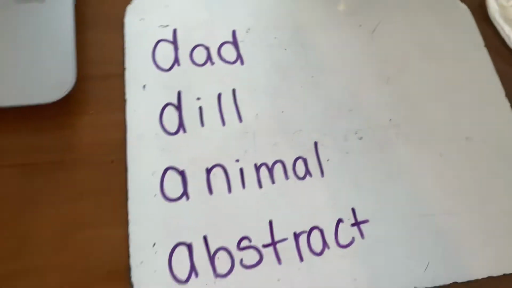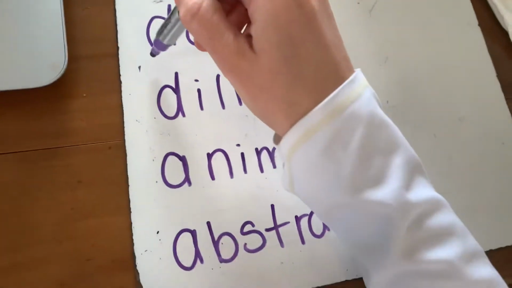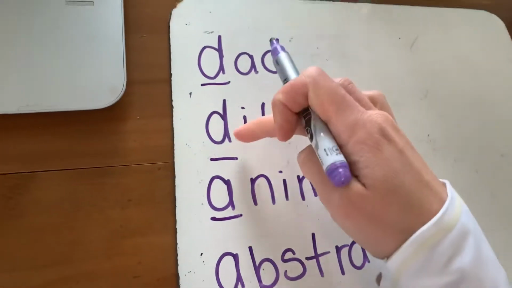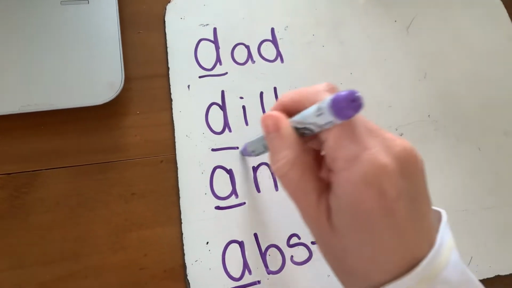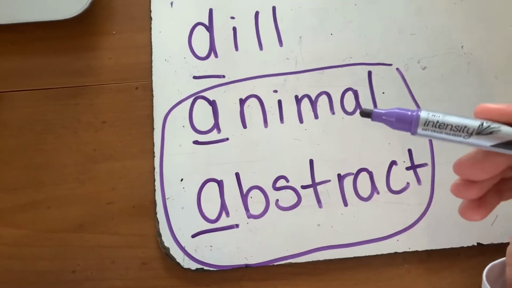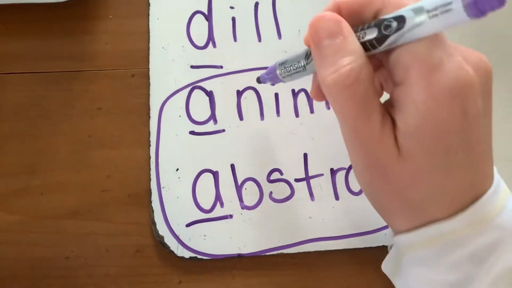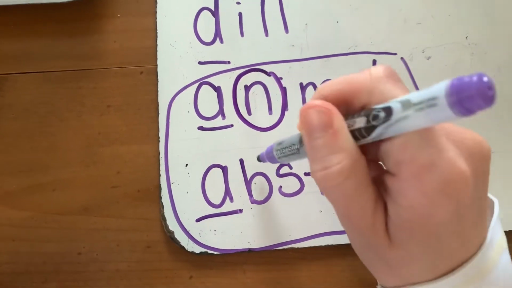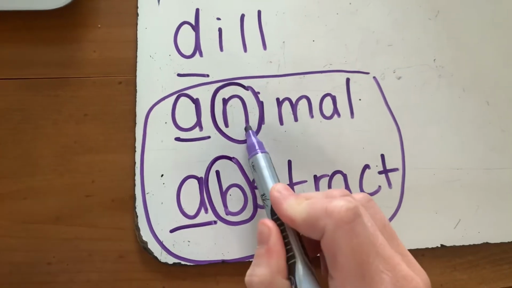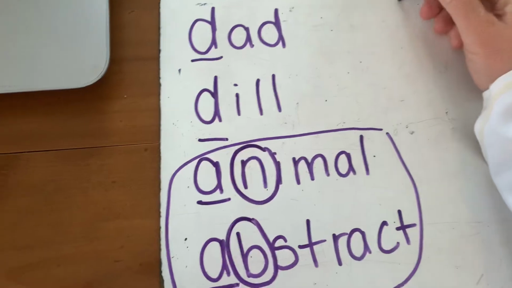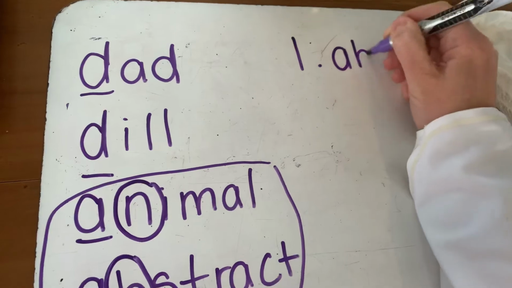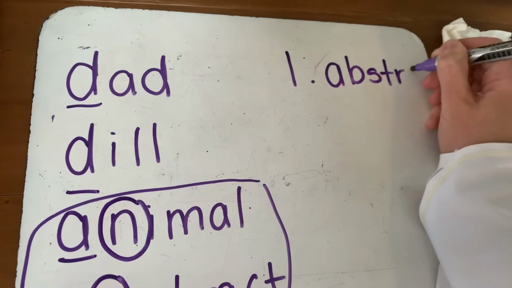Okay. So I'd first look at the first letter in each word. D, D, A, A. So I know A comes before D in the alphabet, so I'm gonna look at these 2 words to start. Animal and abstract. If the first letter is the same, you then go on to the second letter like we've talked about. So I'm gonna look at the N in animal and the B in abstract. And I know that B comes before N in the alphabet, which means on my line, I'm going to first write abstract. That comes first in alphabetical order.